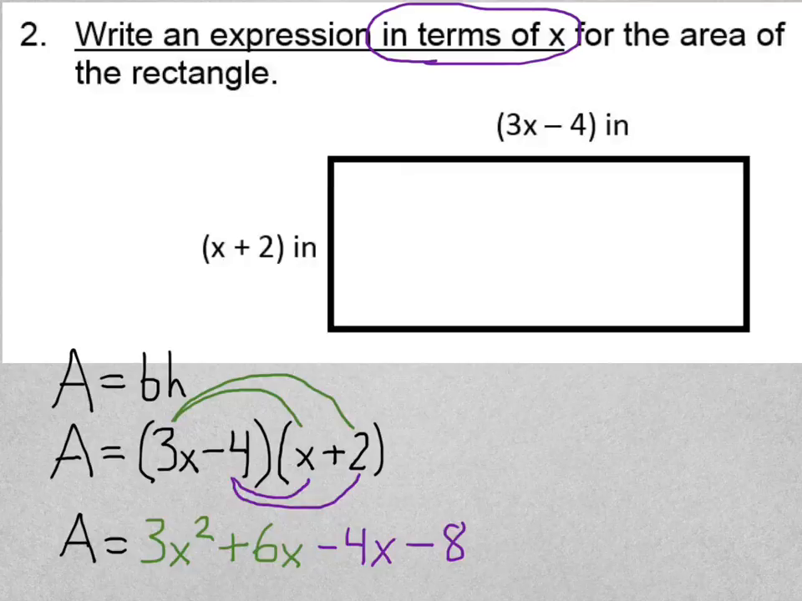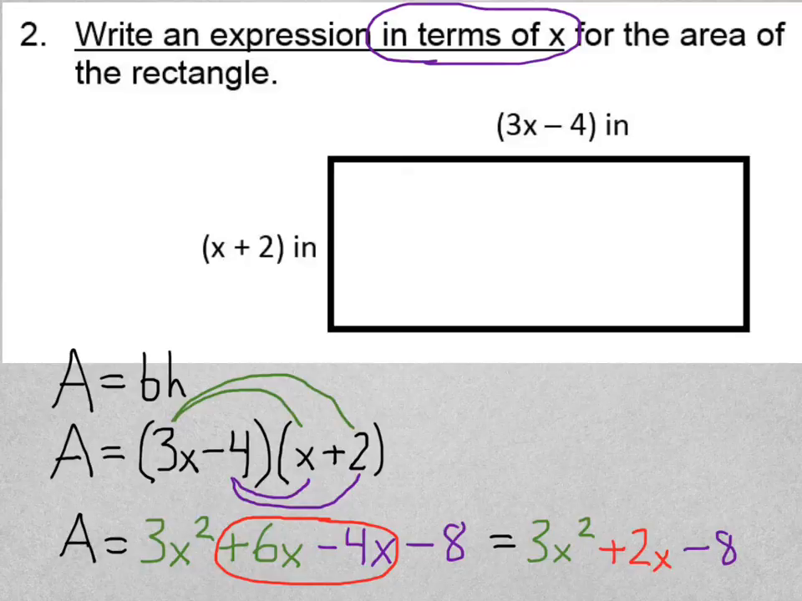Alright? And I got a couple like terms I can put together. So 6x minus 4x would be 2x, so my area is 3x squared plus 2x minus 8. That's about all the simplifying I can do. So there we go. There's our expression for area. That would be our answer.